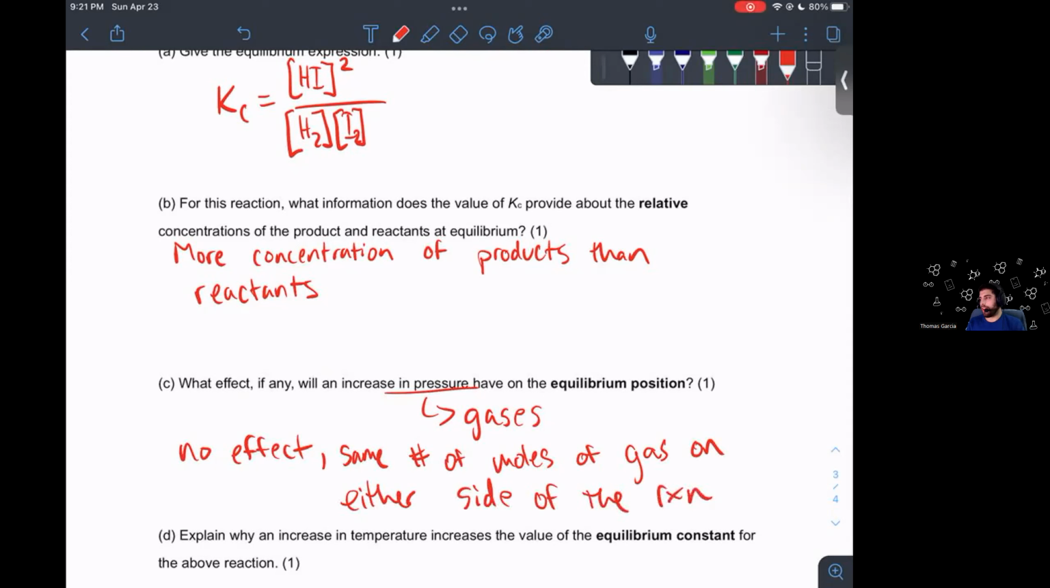I'm going to start using RxN. I'm tired of writing reaction. I'll just let you know right now that they did not say explain. This will not get you extra points. I'm putting it here because I want you to understand what I'm saying, not because it's going to give you any points. You only get points for saying no effect.